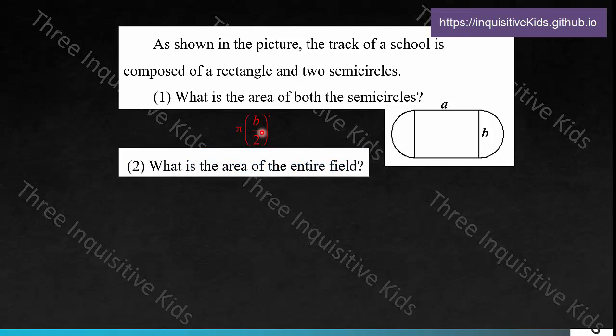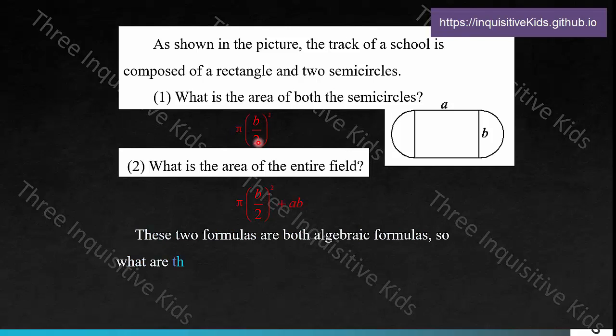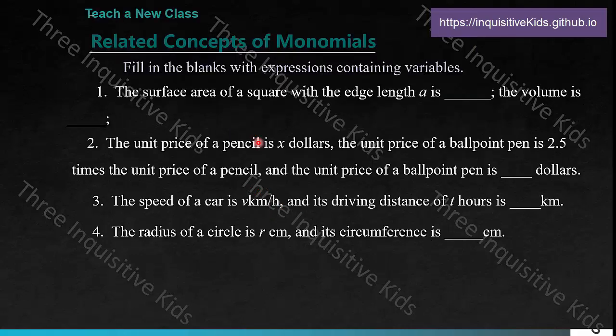Now 2. What is the area of the entire field? So the entire field would just be the area of this rectangle plus what we already have for the semicircles. So that would be pi times b divided by 2 squared plus ab. These two formulas are both algebraic formulas. So what are the differences between these algebraic expressions? Right now, we are going to be taking a look into something called monomials.